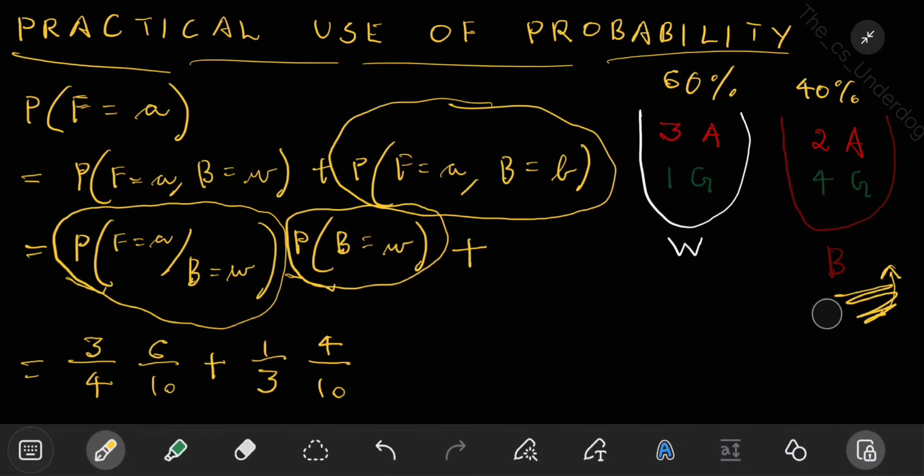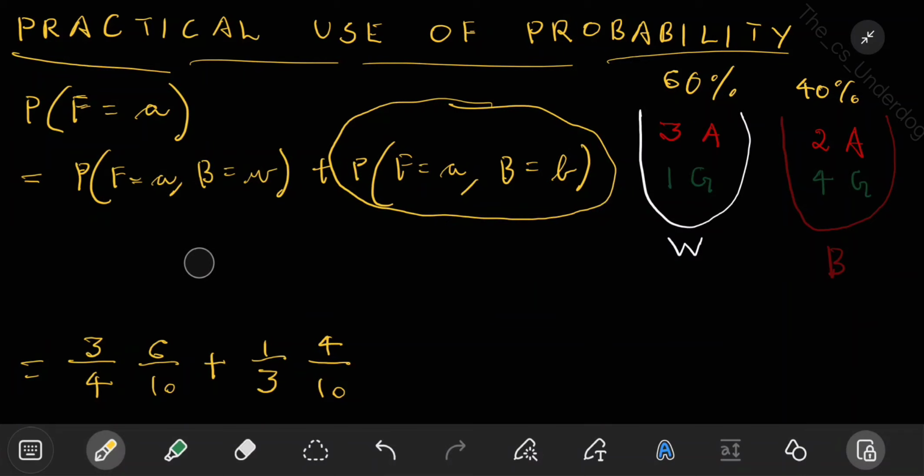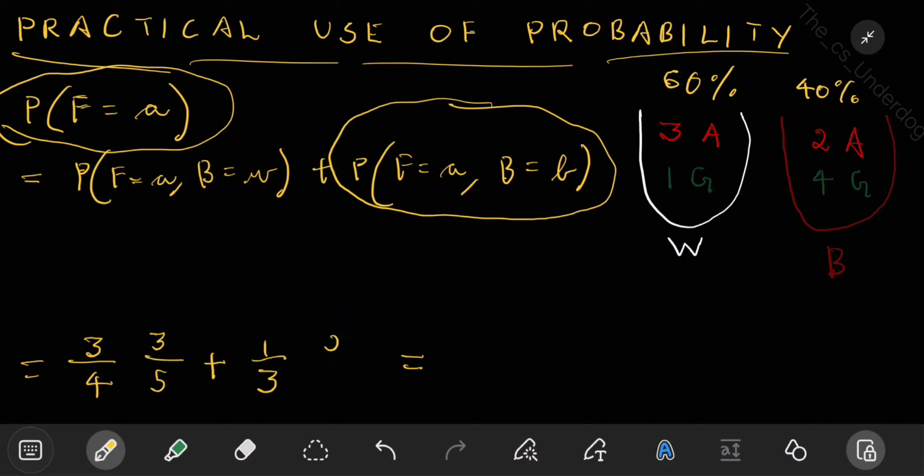So I'll remove this off. So this is the probability of fruit equal to apple. If you do this, this is 3 by 4 into 6 by 10 plus 1 by 3 into 4 by 10. So 6 by 10 can be written as 3 by 5 and 1 by 3 into 4 by 10 can be written as 2 by 5. So if you do this, 3 into 3 is 9, divided by 4 into 5 is 20, plus 2 divided by 3 into 5 is 15.